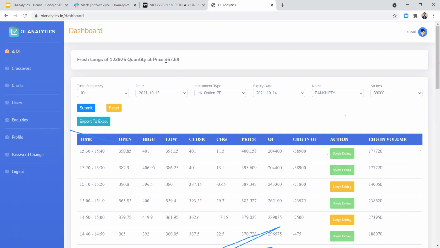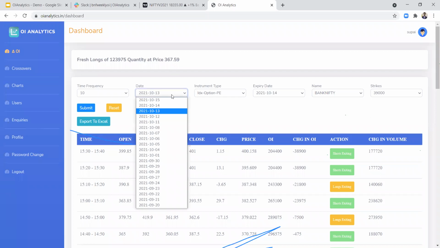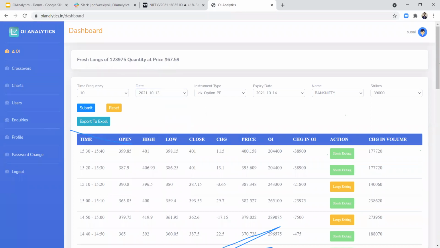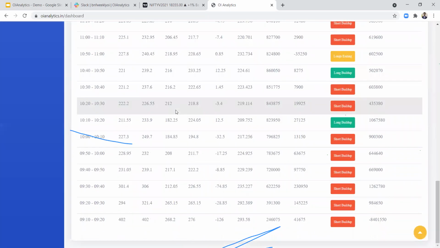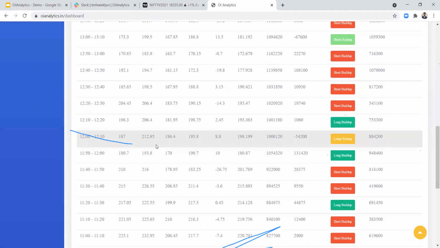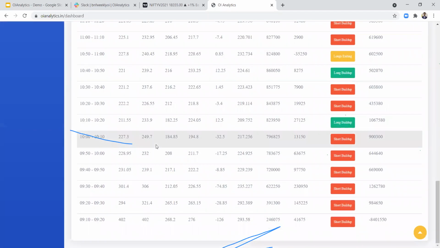So now, if the next day the market is opening positive, then this price or around this price will be the higher boundary for the day. If you see on 14th, the opening 10 minutes, the high made was 402, and from there, we never made a high greater than that.